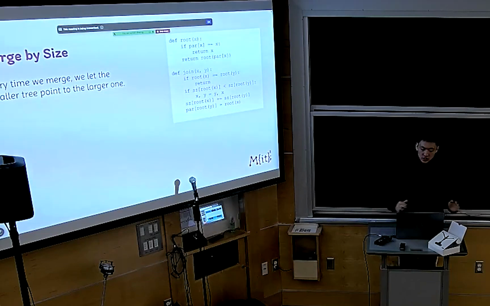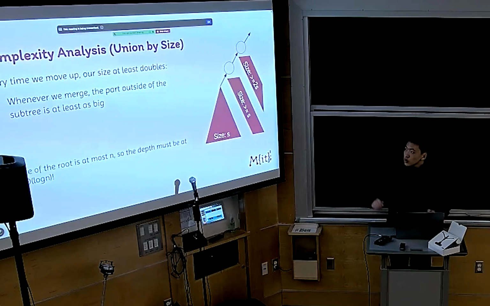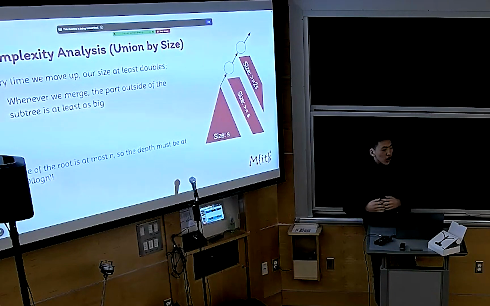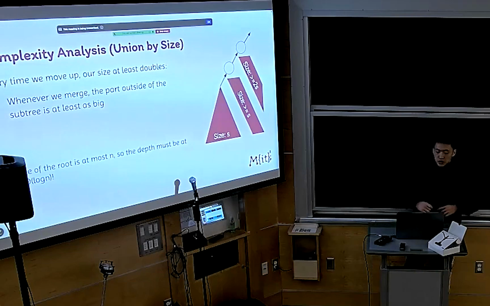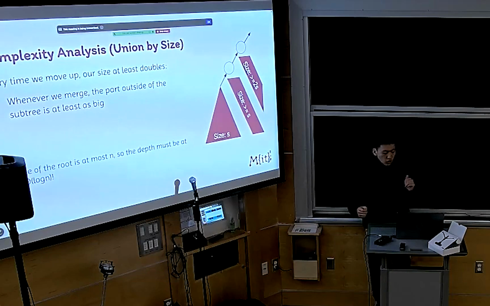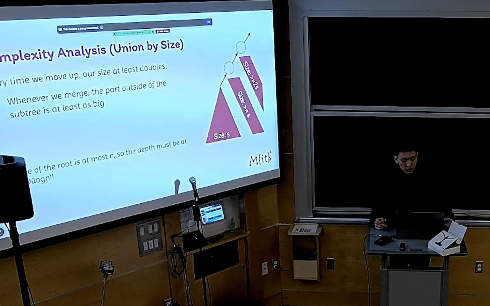So essentially what's going on is, suppose we were to move up in our root function. So we go from x to its parent. What happens then is we notice that every time we move up, our size must at least double. Does anyone have an idea for why this might be true?